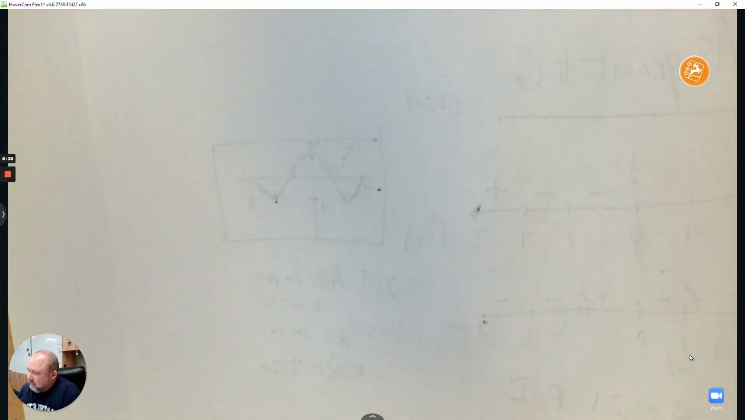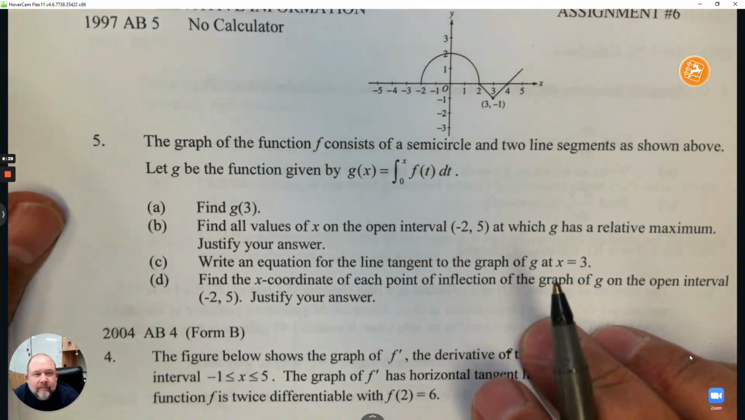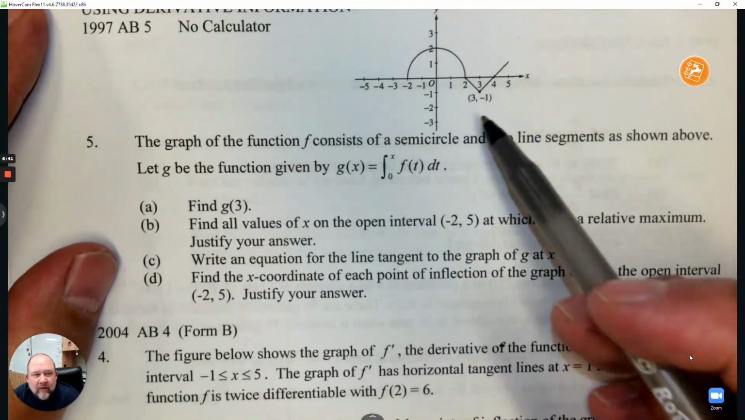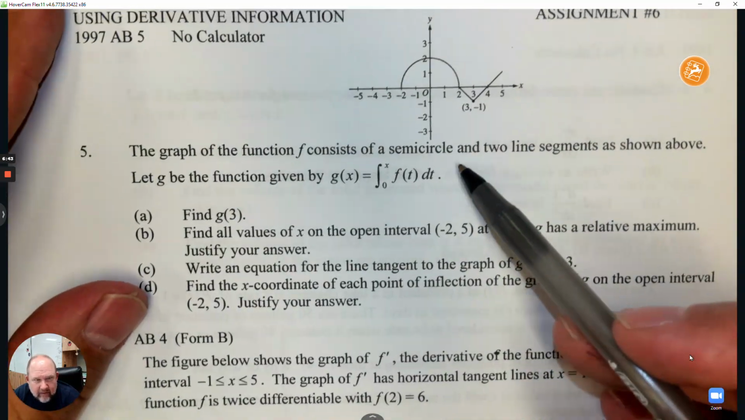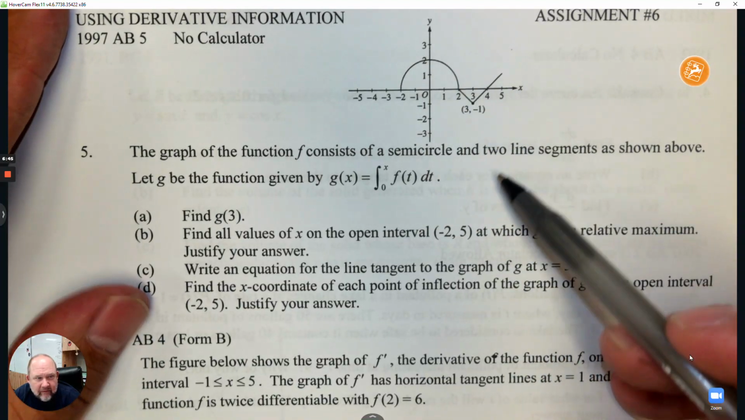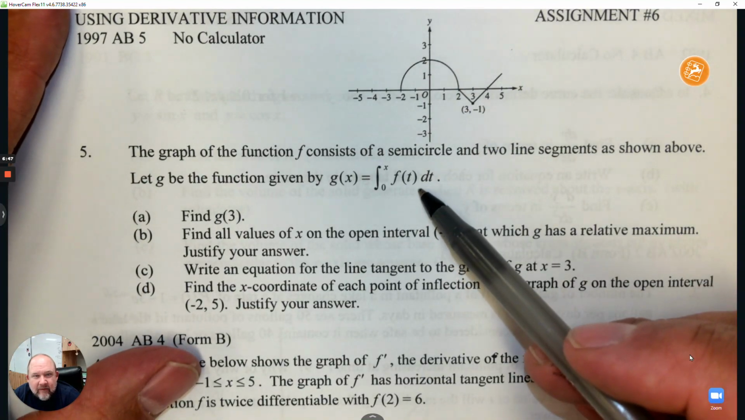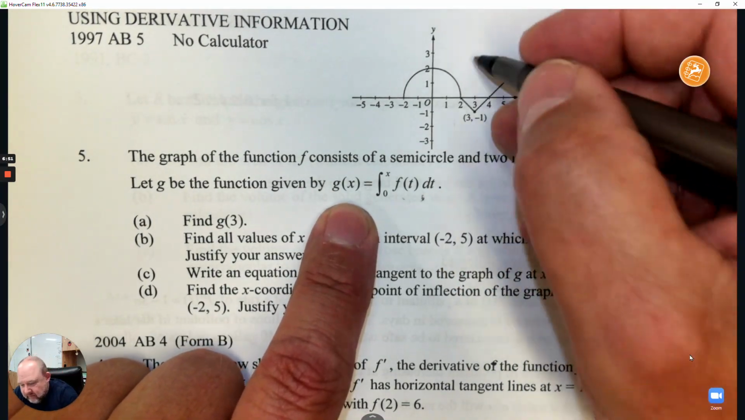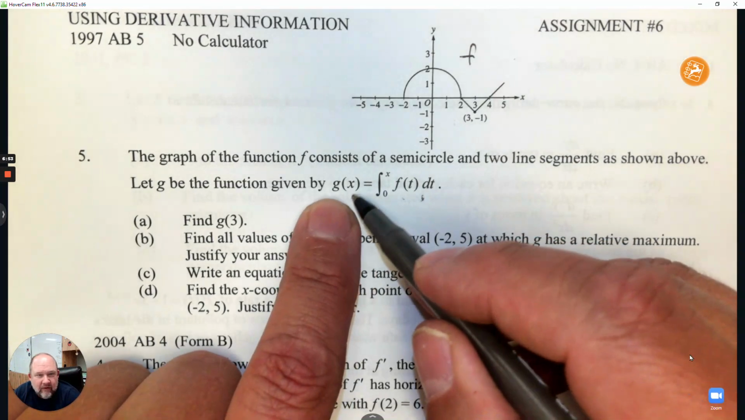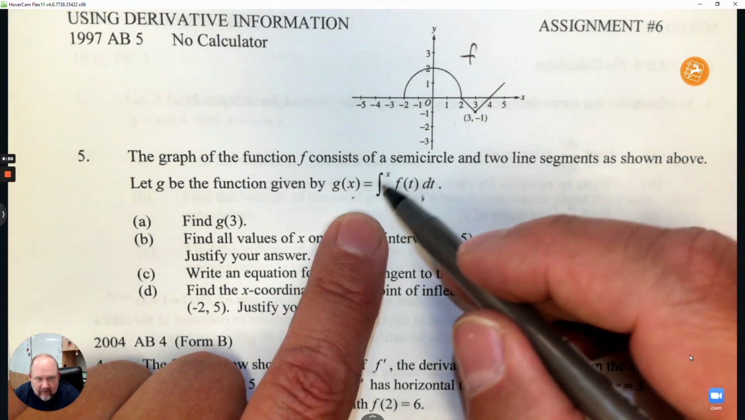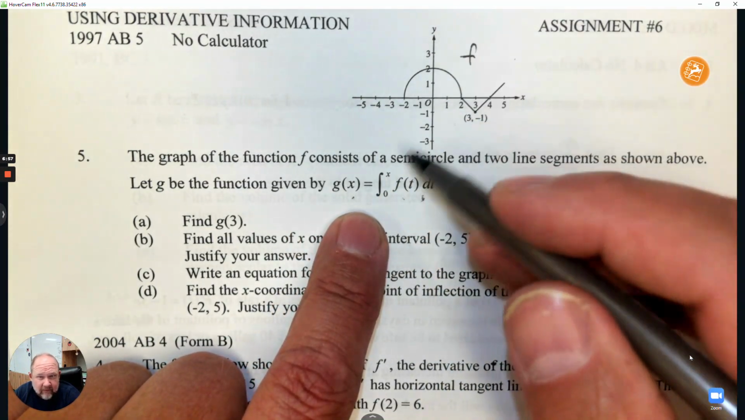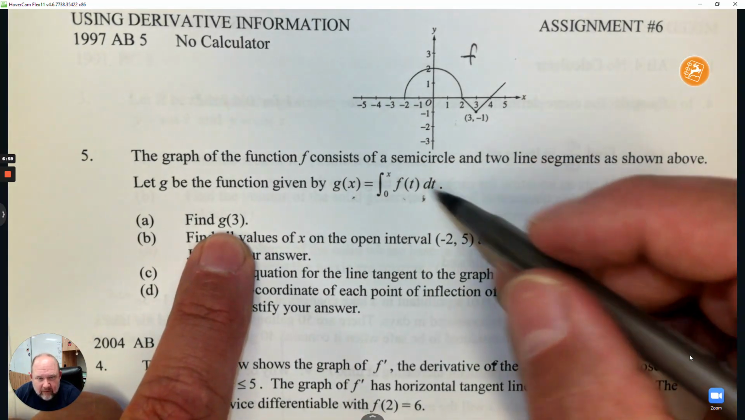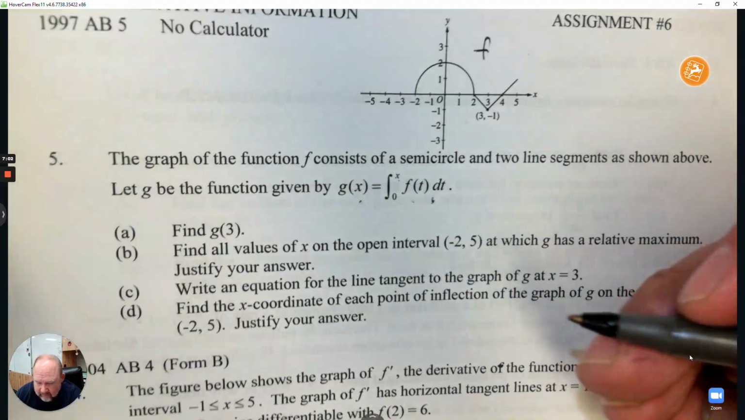All right, turn the page. So you're given a graph here, and this is a semicircle and some line segments, and it says let g at x equal that. Now this is what you look at, this is f, and so g is being defined with the integration of f. Integration means area. So if I'm asking for g at 3, plug in 3 for x.